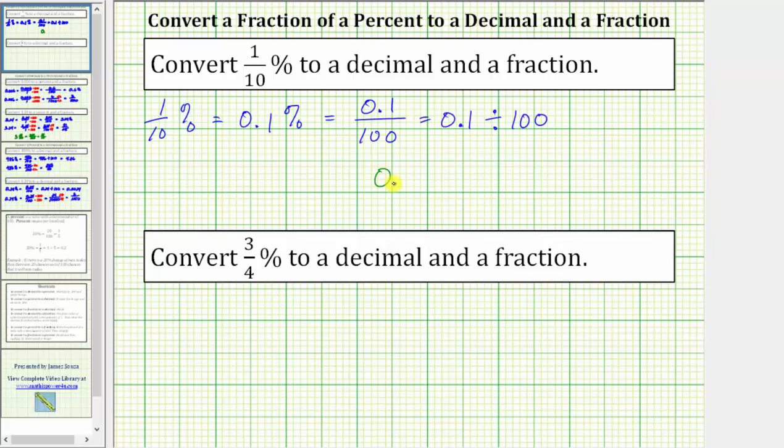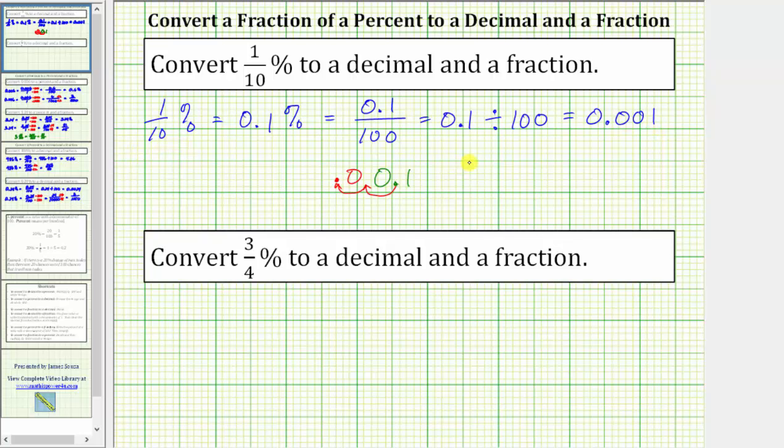So beginning with 0.1, if we move the decimal point to the left two places, 1, 2, we fill in the missing digit with a 0, we have 0.001, which is the decimal form of the percentage 1/10 of a percent.